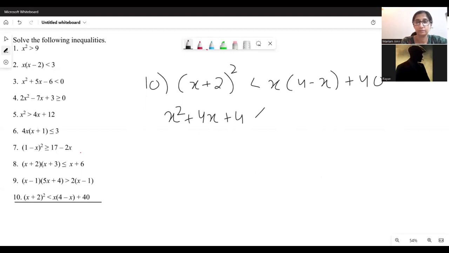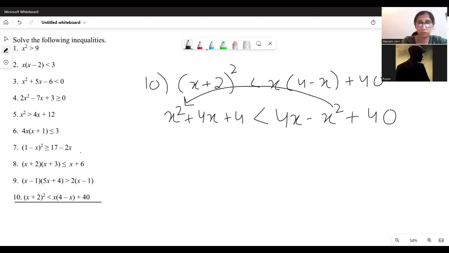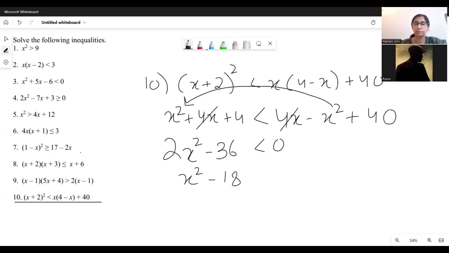Less than 4x minus x squared plus 40. So now I'm going to take the negative term to the other side so that we have plus x squared. So 2x squared, and then 4x and 4x cancel each other. And then we have 4 minus 40, which is minus 36, and then less than 0. So this is x squared minus 18, is less than 0.